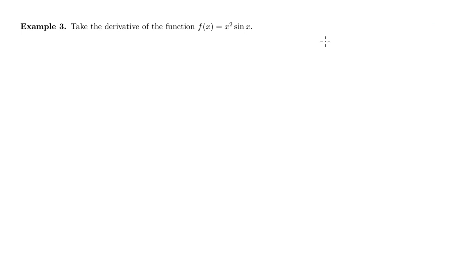So the key here is to recognize that this is a product of two functions. It's a product of the function x squared and the function sine x. So we need to use the product rule.